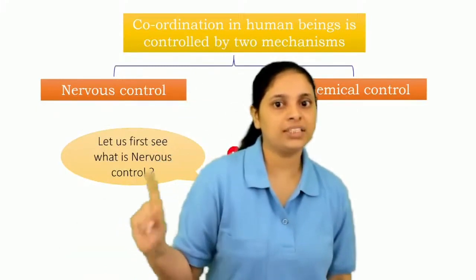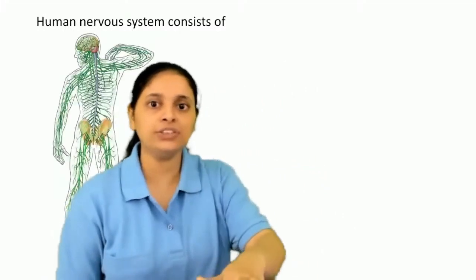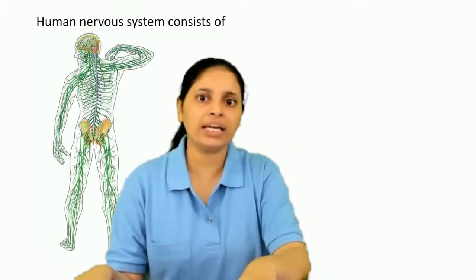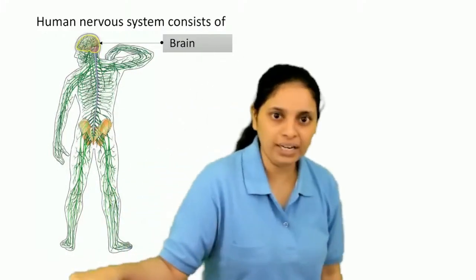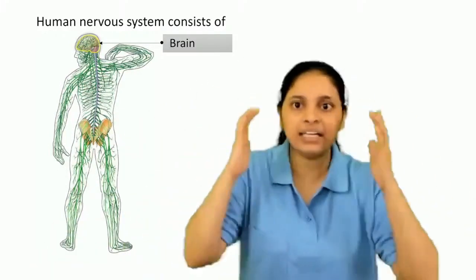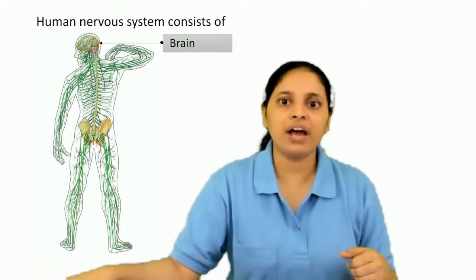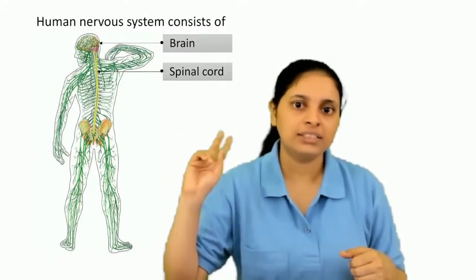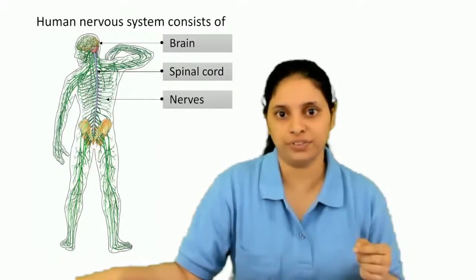So let us first see the nervous control. So the human nervous system consists of different parts. Okay, so here, one by one, we now have to understand this. First, it has brain, right? Very obvious. Our brain is part of nervous system. Second, we have the spinal cord. Is it visible to everyone? First, brain. Second part, spinal cord. And third will be nerves.